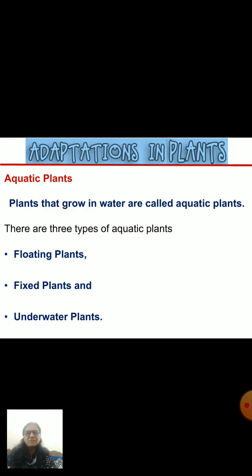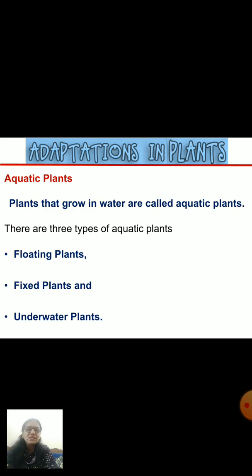They are called aquatic plants. Again, there are three types of aquatic plants: floating plants, which float on the water surface. Wherever they grow, whatever the water body, they float on the water surface. Another is fixed plants. Fixed plants means they are fixed at the bottom of the water, they cannot float. And the third one is the underwater plants. Underwater plants means they are under the water surface, at the bottom of the water body.